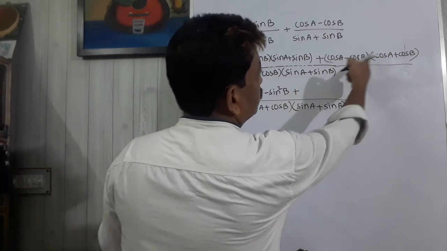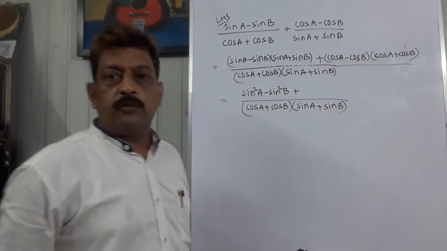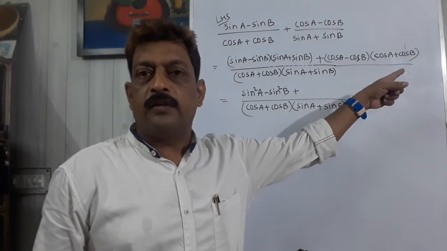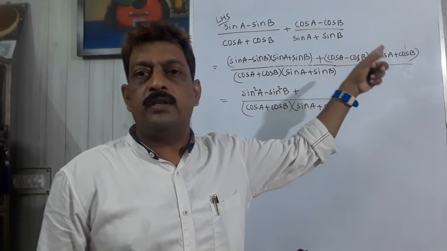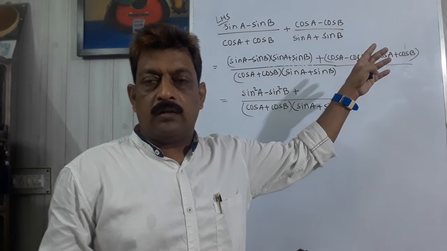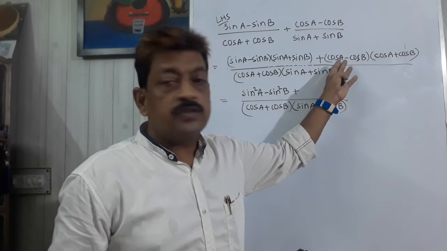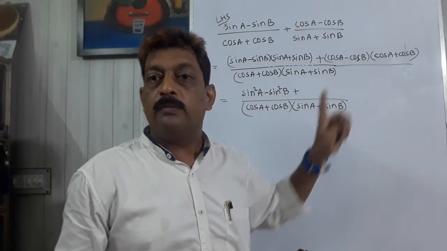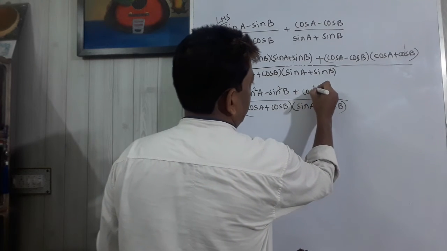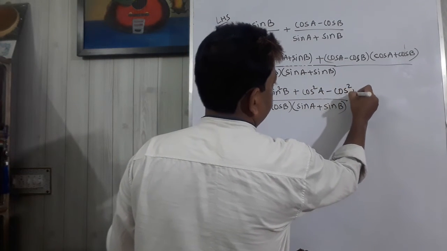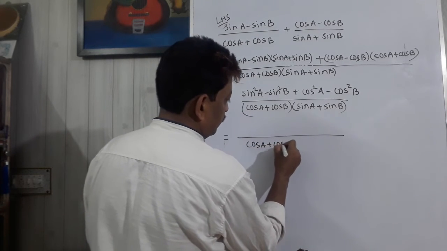And here cos A minus cos B multiplied with cos A plus cos B is also in the form of A plus B multiplied with A minus B. So A is cos A and B is cos B, and A plus B multiplied with A minus B means A square minus B square. So it will become cos square A minus cos square B. The denominator will remain as it is, no changes there.